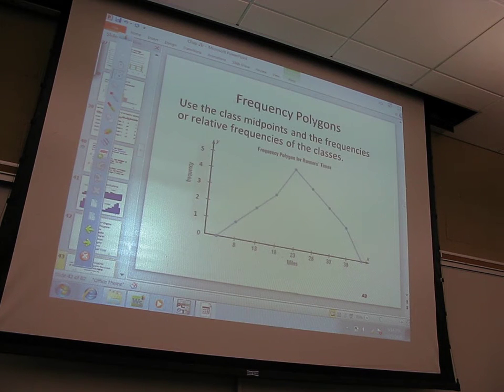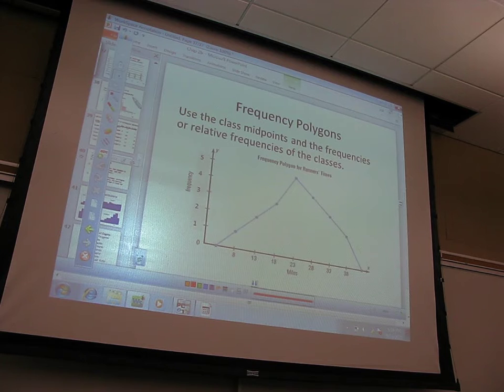Now, first off, let's talk about frequency polygons. Those use the class midpoints. So this should be in your notes, right? Frequency polygons use the class midpoints and frequencies, or relative frequencies. Usually frequency of the class. We're in our notes. Page 2 notes from last class. Finishing those up. So the last thing we were just working on, the next page, right?